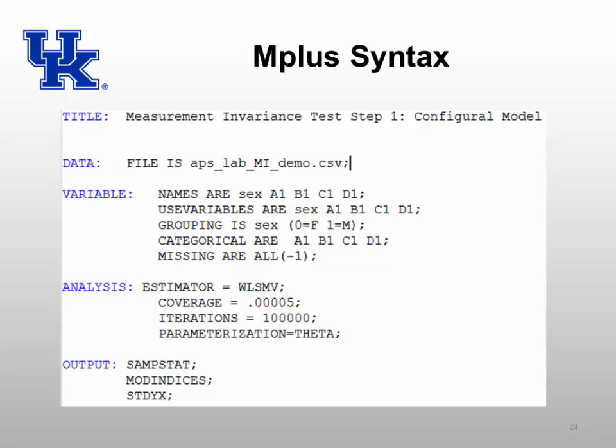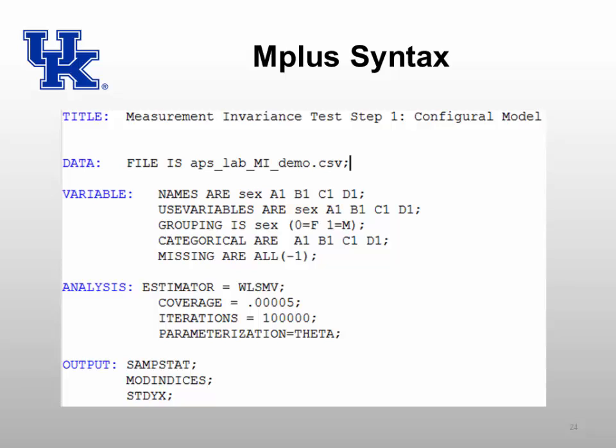And the last thing is the output part. So sample stats and the standardized solution are things you typically request from Mplus. One thing we need to emphasize here is the mod indices. This is something you need to specify so that Mplus can provide it. Actually, the coverage and iterations can be ignored if you want to just use the default feature of Mplus.